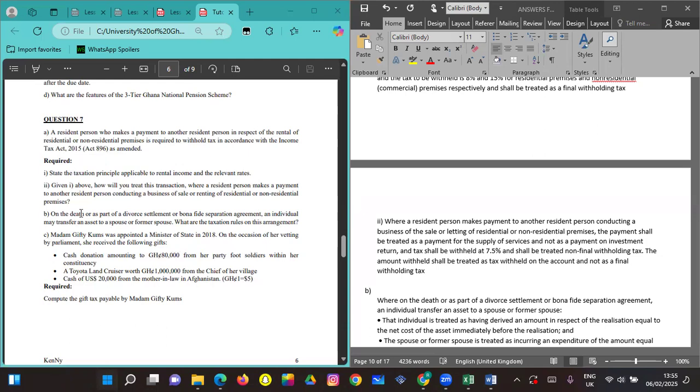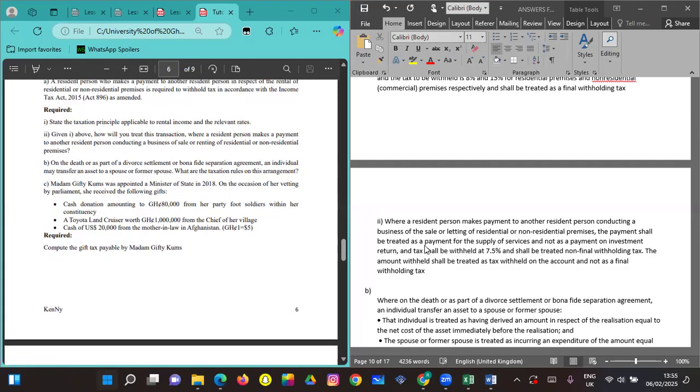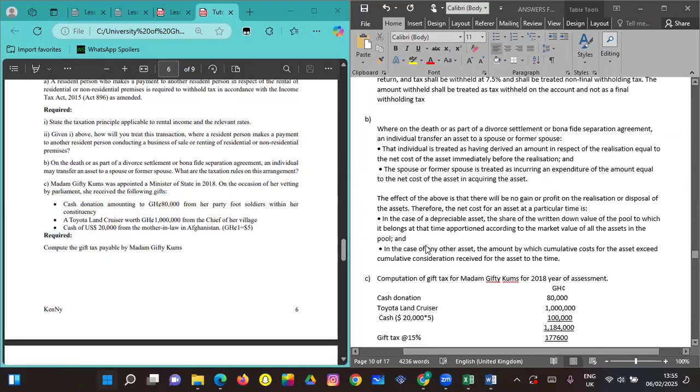All right, so part B: on the death or as part of a divorce settlement or bona fide separation agreement, an individual may transfer an asset to a spouse or former spouse. What are the taxation rules on this arrangement? So these are the taxation rules on the arrangement, read through.